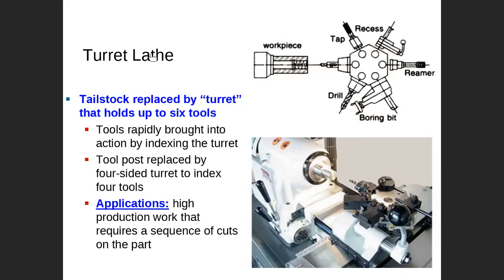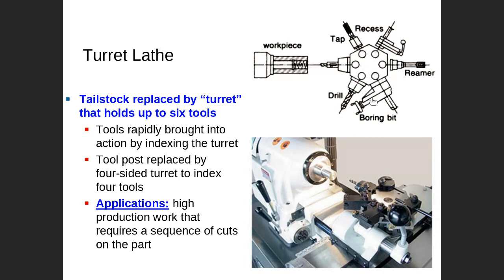The first one we call a turret lathe. Turret lathe here, it's an ordinary lathe machine. This is a chuck mechanism and this is a workpiece rotating. Everything is the same, except here there is a tailstock. The tailstock has been removed.